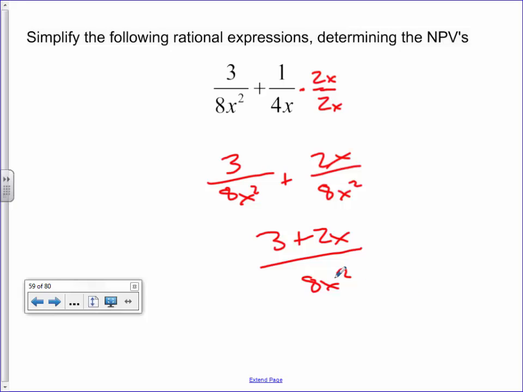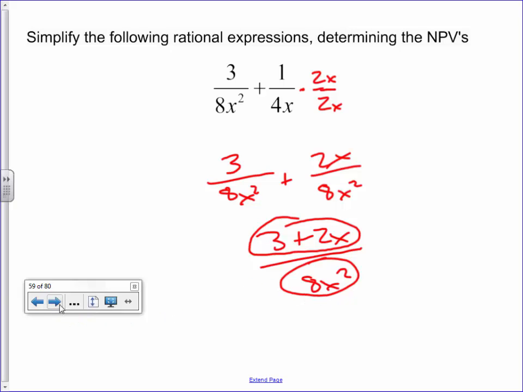Can you cancel one of these x's with that one there? No, because it's the binomial and the monomial. This guy right here is a monomial, and this guy up top here is a binomial. So unfortunately there is no canceling you can do, at least on this question. None. Done. Still okay with you guys?